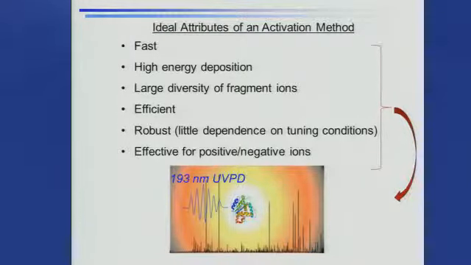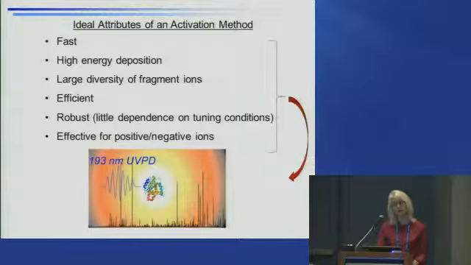And so the attributes you'd like to promote with an activation method is you'd like something to be fast so that it can be used in a high throughput method. You'd presumably like high energy deposition to create a large array of fragments, especially for large molecules. Perhaps a large diversity of fragment ions to increase confidence in assigning structures. You'd like it to be very efficient, especially when dealing with low abundances of peptides or proteins, and so forth. And you also might like to dream big and make it effective for both positive and negative ions to really squeak out more information from the proteome.